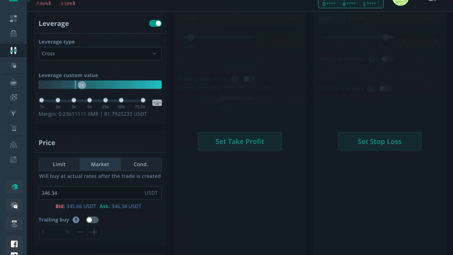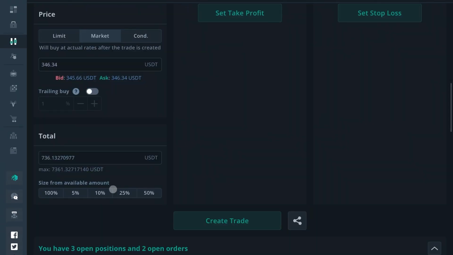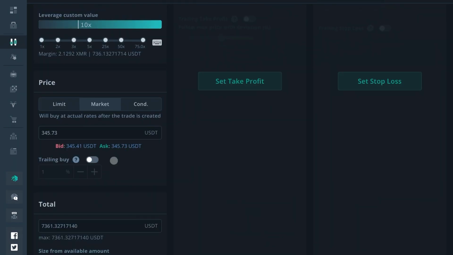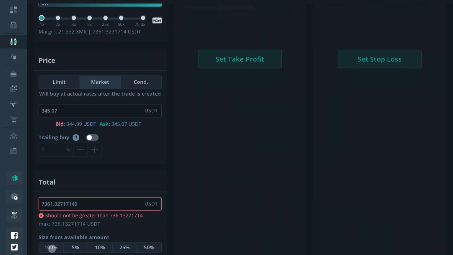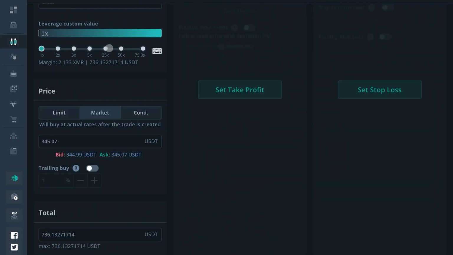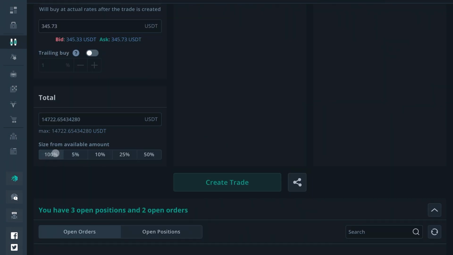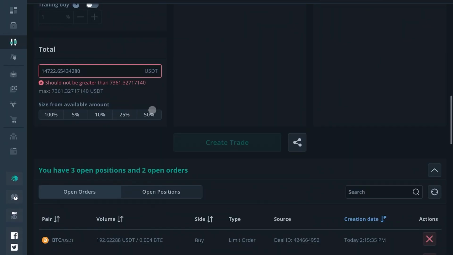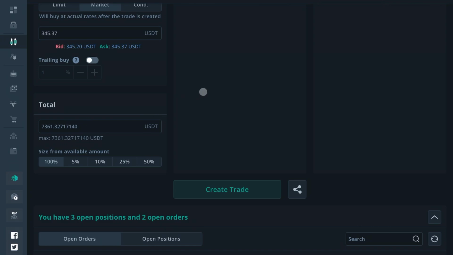So let's just set this up to 10x real quick, and then I can scroll down and see if I select 100%, it's going to change my amount now to 7,361, right? So that's easy enough to understand. Whatever leverage amount you put here, it'll multiply your available amount. So if I go back to 1x, put it to 100%, you see $736. I put it up to 20x and press 100%, it's going to change that now to 14,722. So let's take that back down to 10x and we'll see 7,361.